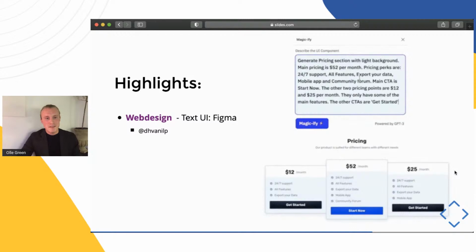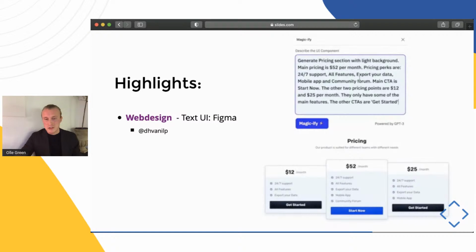This one I think is the most concrete thing we can get, because basically here we're asking it to generate a pricing section with a light background. Main pricing is $52 per month. Pricing perks are 24 support, all features, equity. We mentioned a few things here, and we mentioned this also for some other categories, $12 and $25. And this is basically generating a web page, a part of a web page, for us.